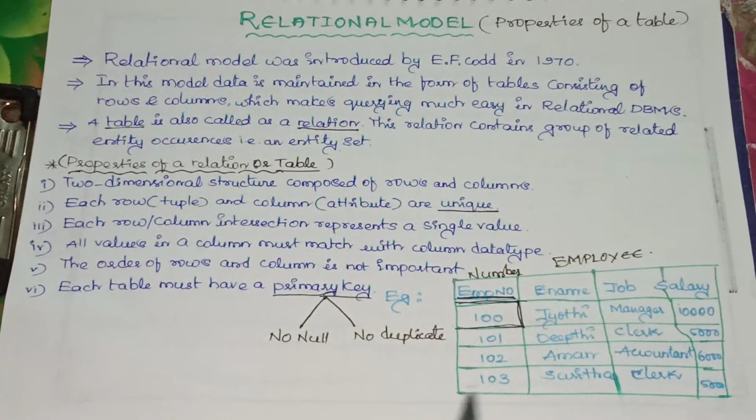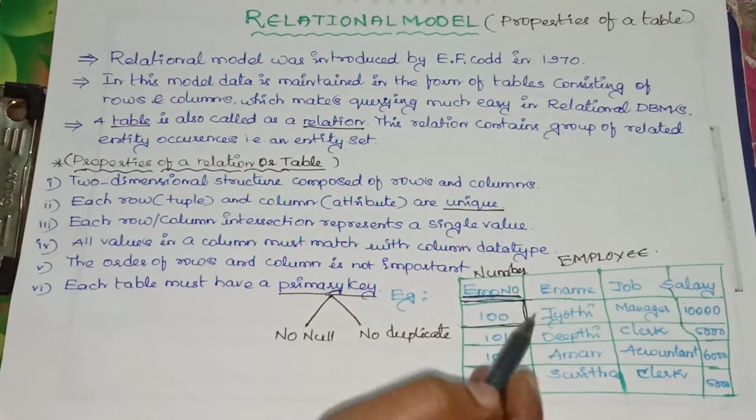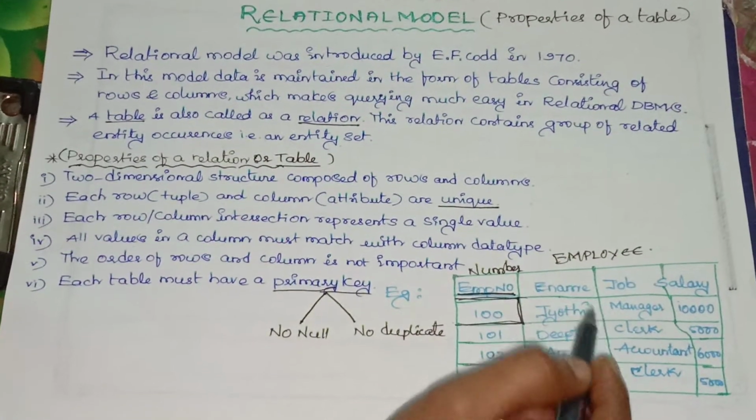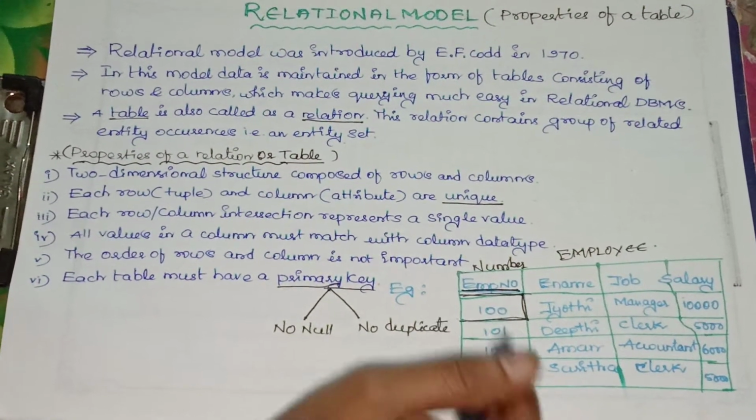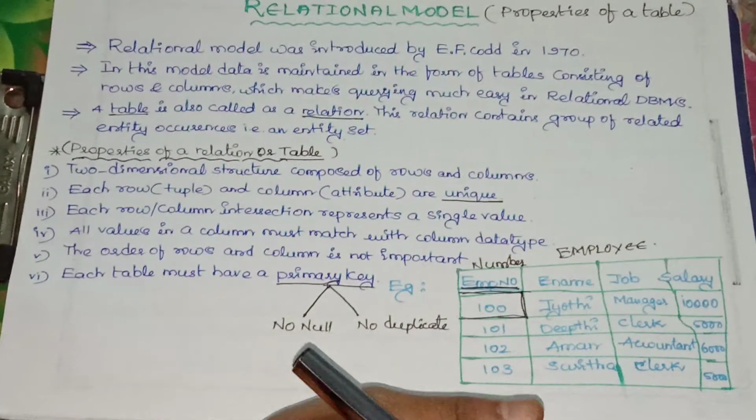And the order of the rows and columns is not important. Order is not important, like this should be first and this should be second. There is no particular rule. The order may be in any way, but it should be unique.